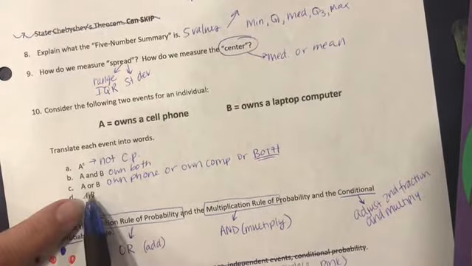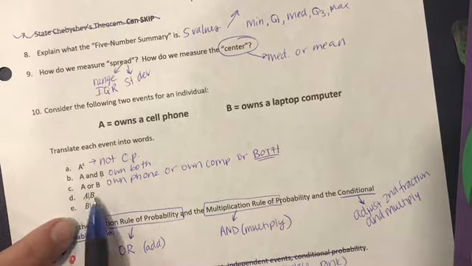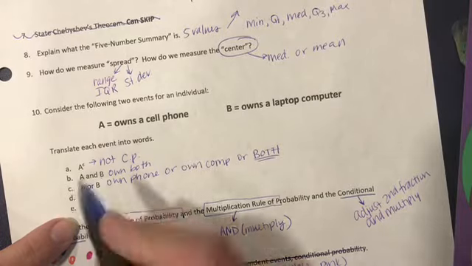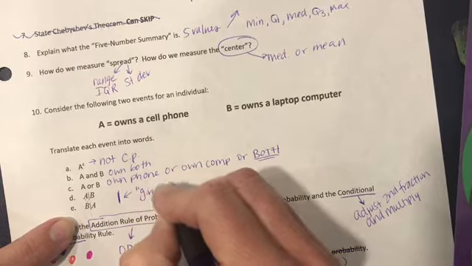This line means given that. A given B, that would mean they own a phone given that they own a laptop. And the vice versa, they own a laptop given that they own a cell phone. So that line means given that.